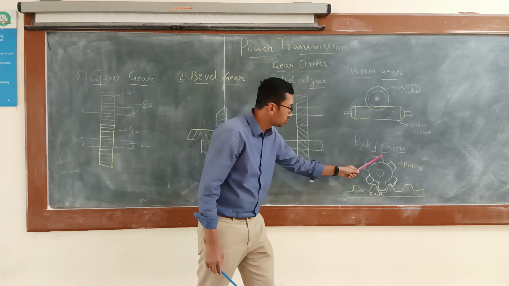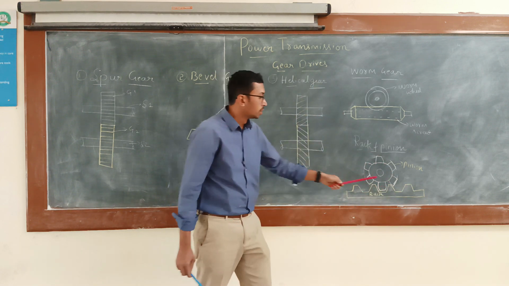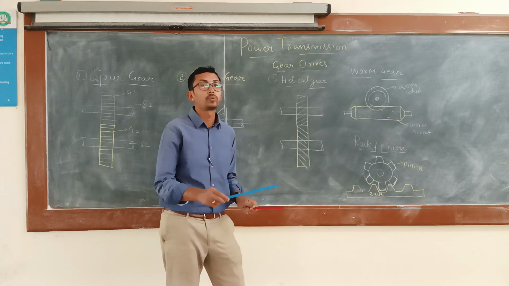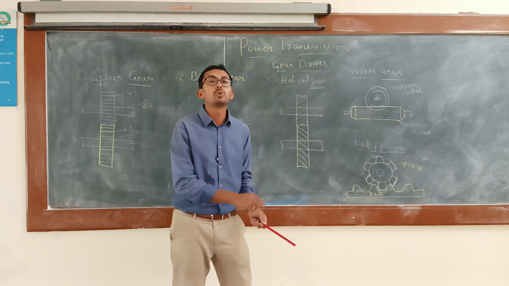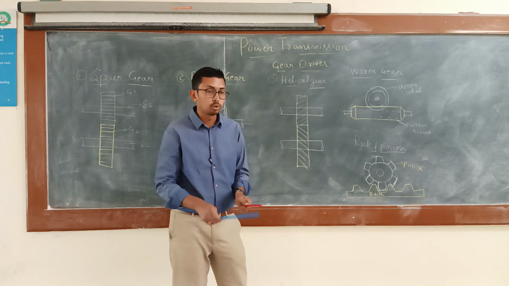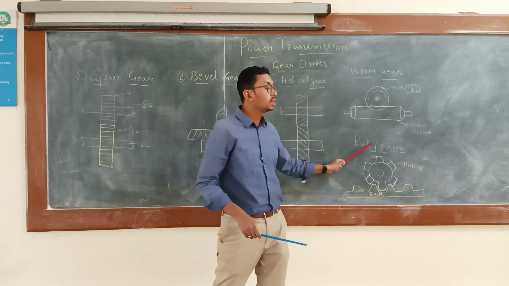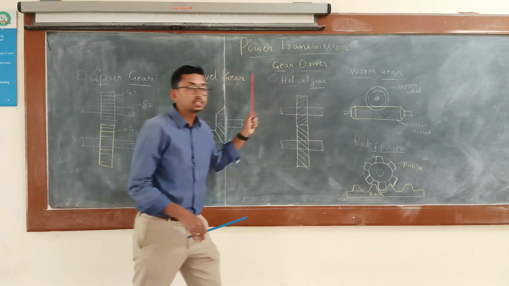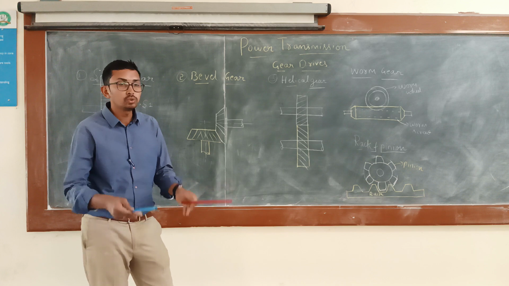Okay. So when this rotates in the clockwise direction, it is going to move in this direction. That is the linear motion. So when I need to convert the rotary motion to linear motion, I am going to use the rack and pinion gear. So these are the various types of gears that we are going to use.